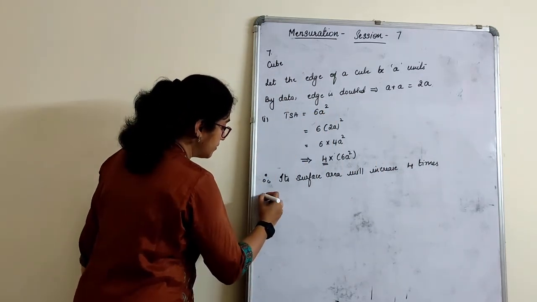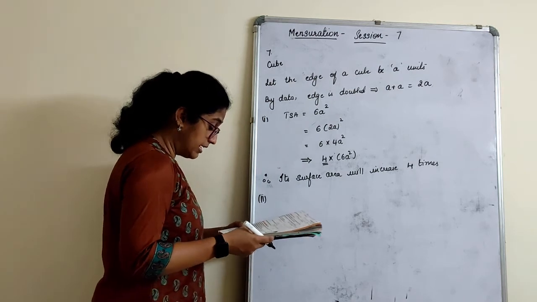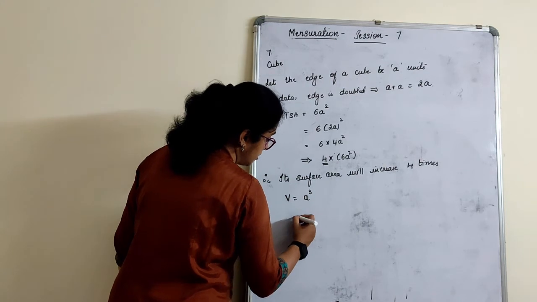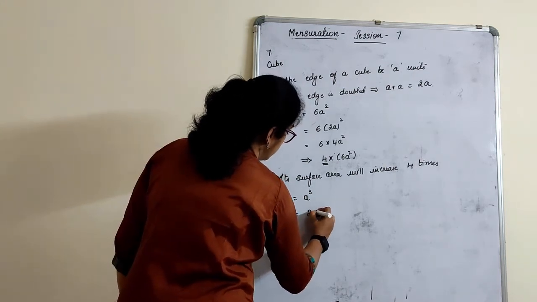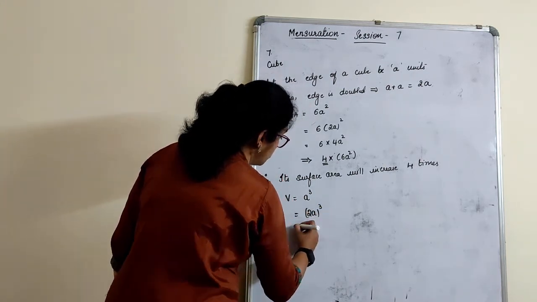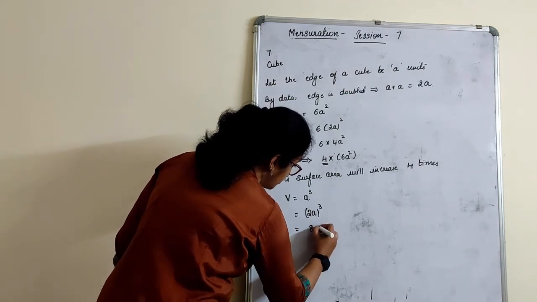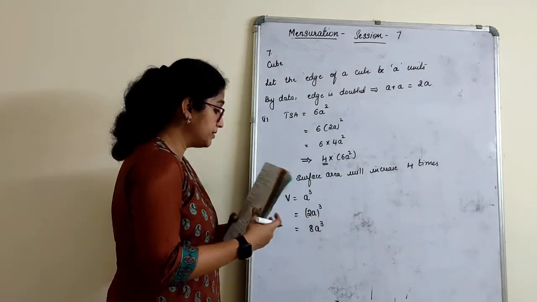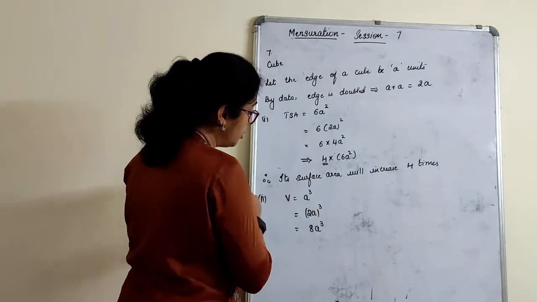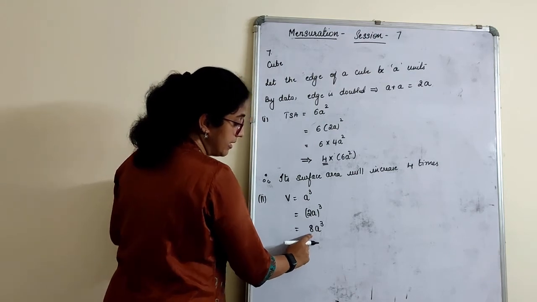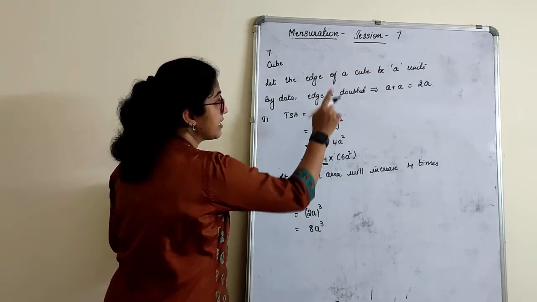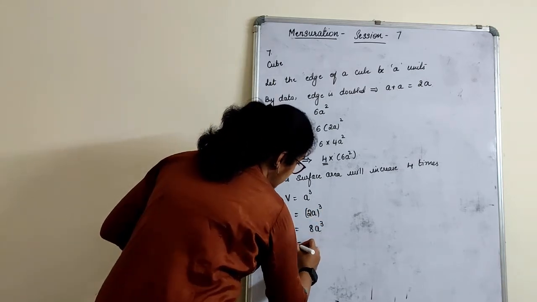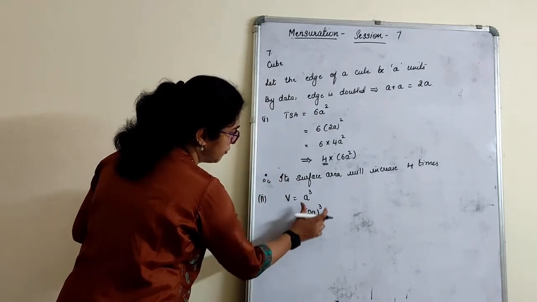Okay. Second part, what they have asked here is how many times its volume increases? Volume is equal to A cube, which is nothing but 2A cube. So 2 2s are 4, 4 2s are 8. 8A cube. If the edge is doubled, how many times will its volume increase? Now here, I see, its volume will increase 8 times the original one.